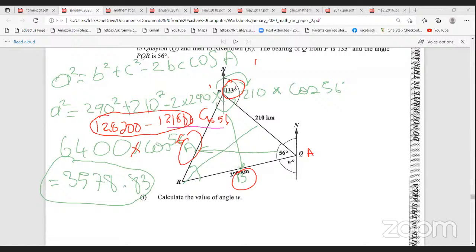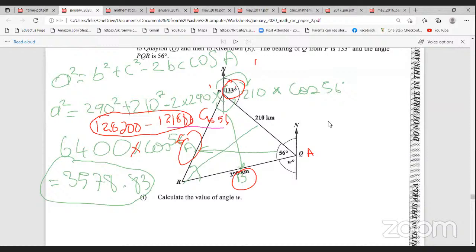128,200. Oh my, 121,800 cos. No. The calculator I'm using on the screen is not giving me the solution that I want.